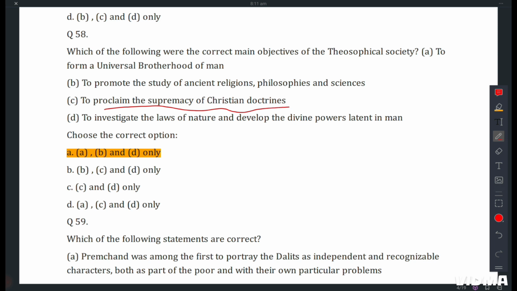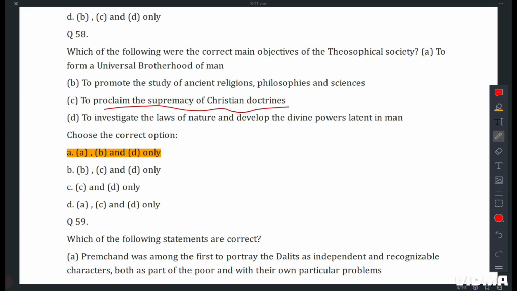Theosophical Society was founded by Madam H.P. Blavatsky and Colonel H.S. Olcott, W.Q. Judge and others in 1875 in New York, America. Their objectives were universal brotherhood, study of ancient religions, sciences and philosophies, to investigate and study the secret laws of nature, and to develop divine powers of men through the study of ancient religions. So the Christian point is wrong.